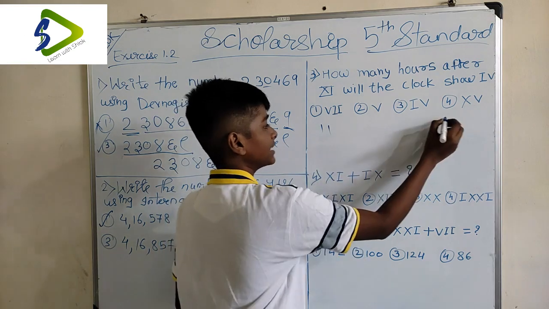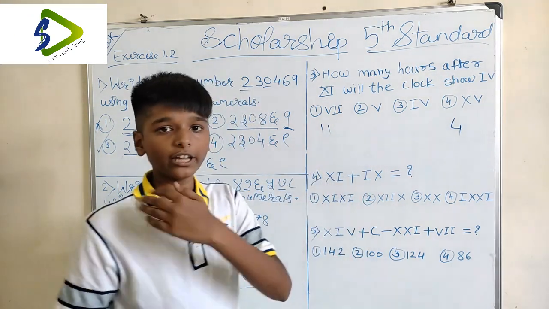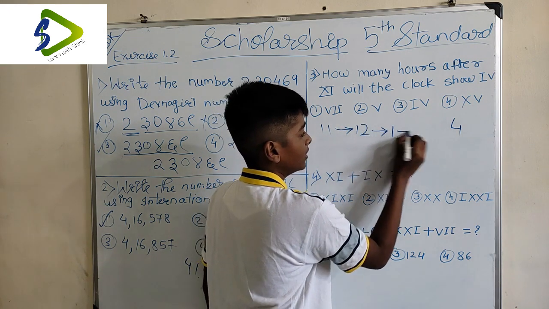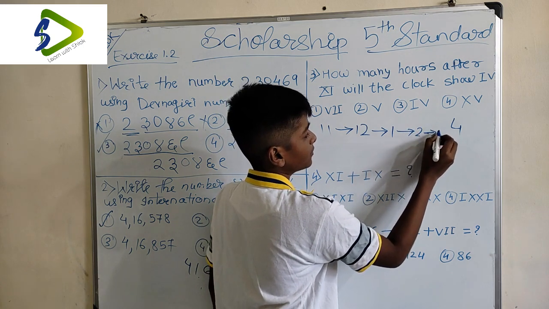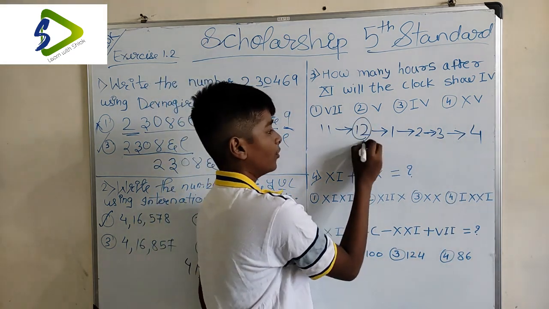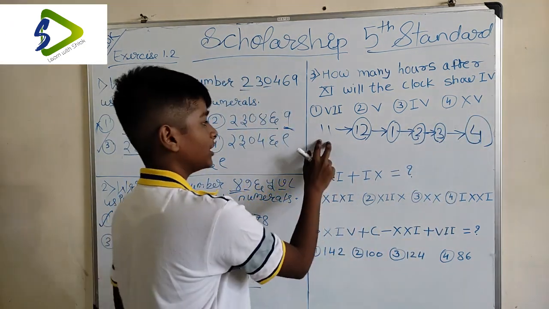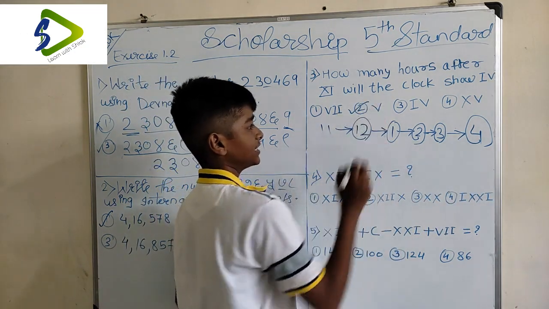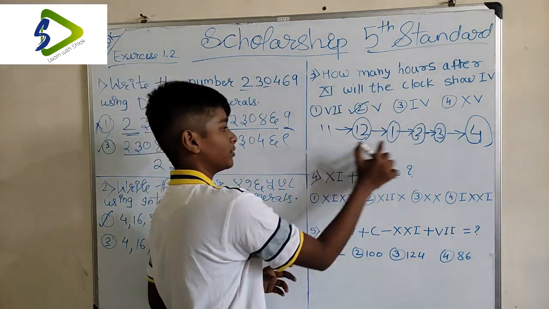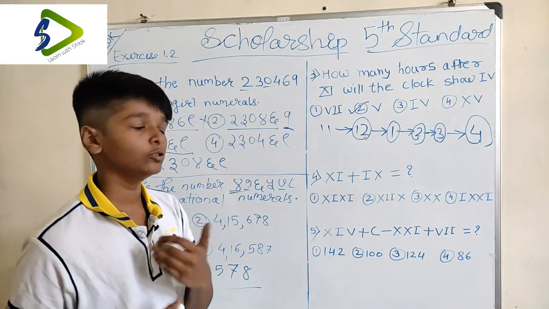XI is 11, so they are asking how many hours it will take to go to 4. If you do not know directly, you can do it like this. After 1 hour it will be 12, after 1 hour it will be 1, then 2, then 3, and after another hour it will be 4. How many hours do we have? 1, 2, 3, 4 and 5. So it requires 5 hours from 11 to go to 4. 5 is written as V, so the second option is right. But you should know how to solve this in your mind. You can directly do it like 11, 12: 12 is 1 hour, 1 is 2, 2 is 3, 3 is 4, and 4 is 5. Do that directly so you can save your time.